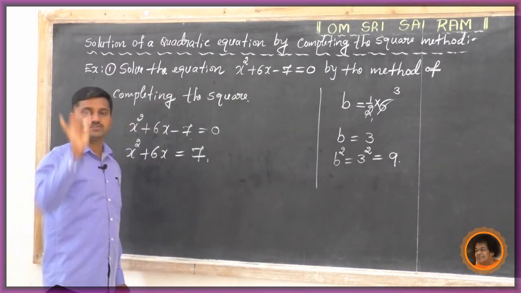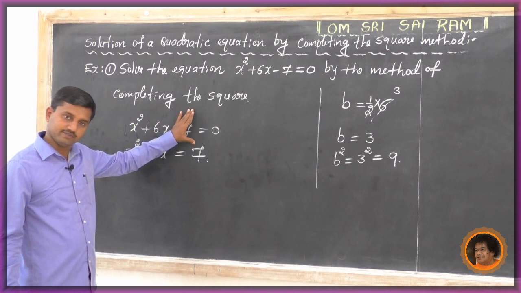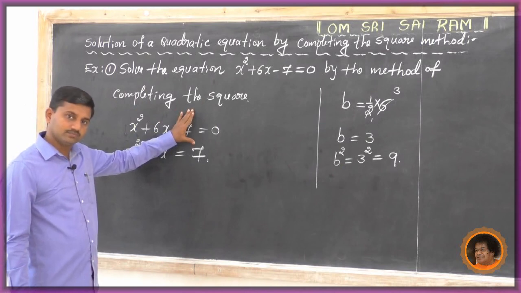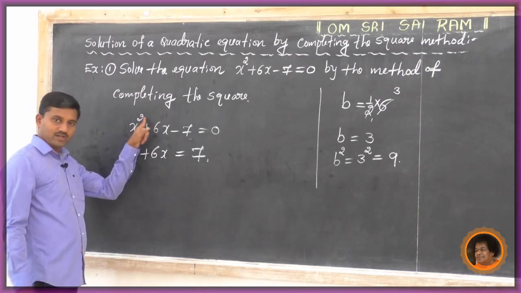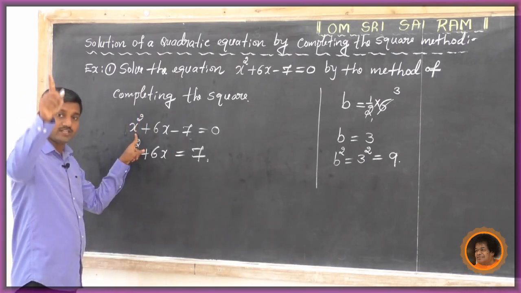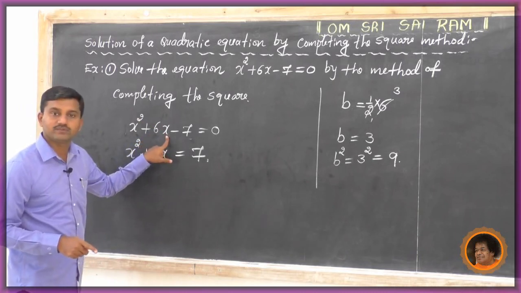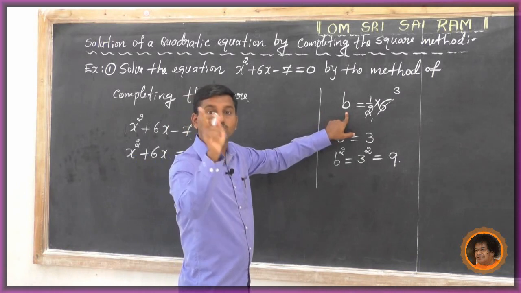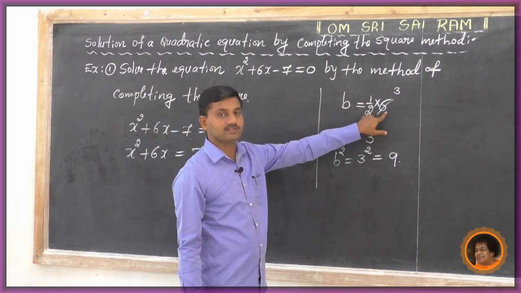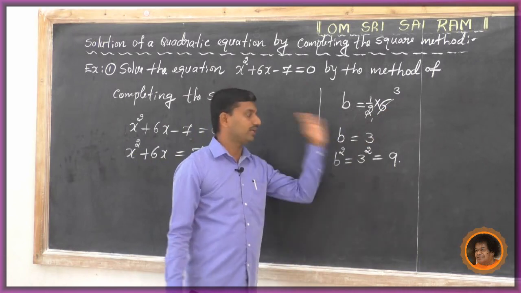So this is the second step. What is the first step? Write the given equation in the standard form. And the second step is, look at the coefficient of x square. Suppose the coefficient of x square is 1, then consider the coefficient of x. That is the value of b. Take half of the coefficient of x, half of 6, so b equals 3, and square it. So b square equals 9.